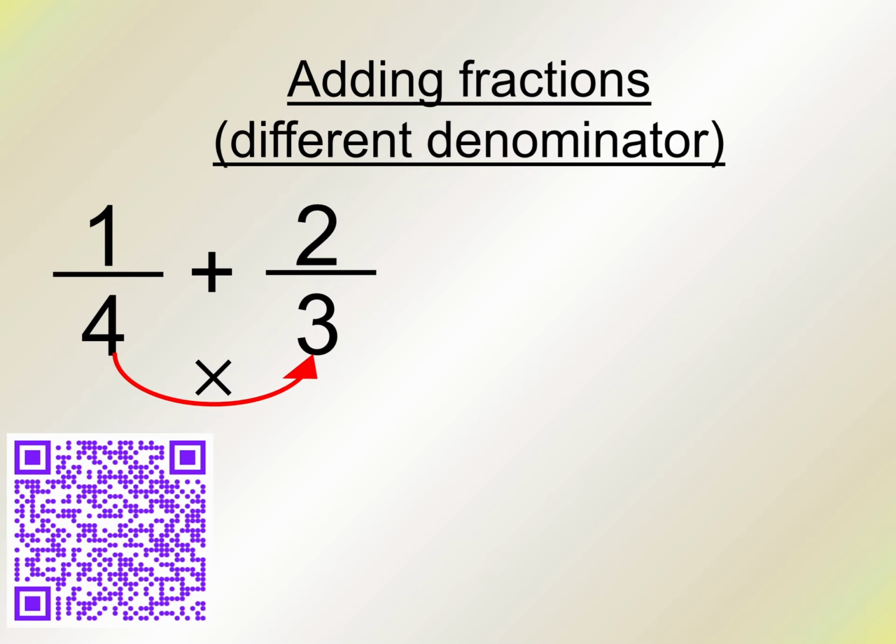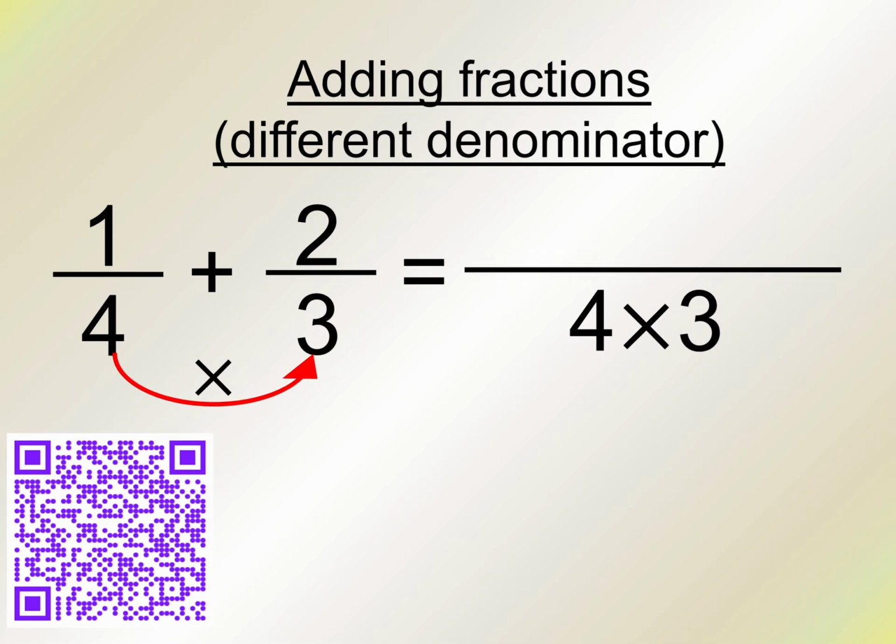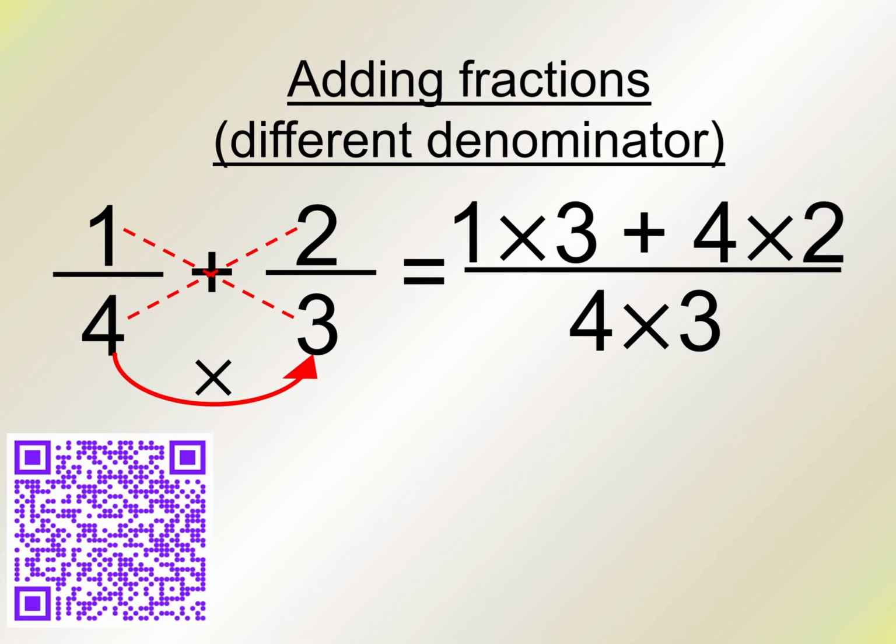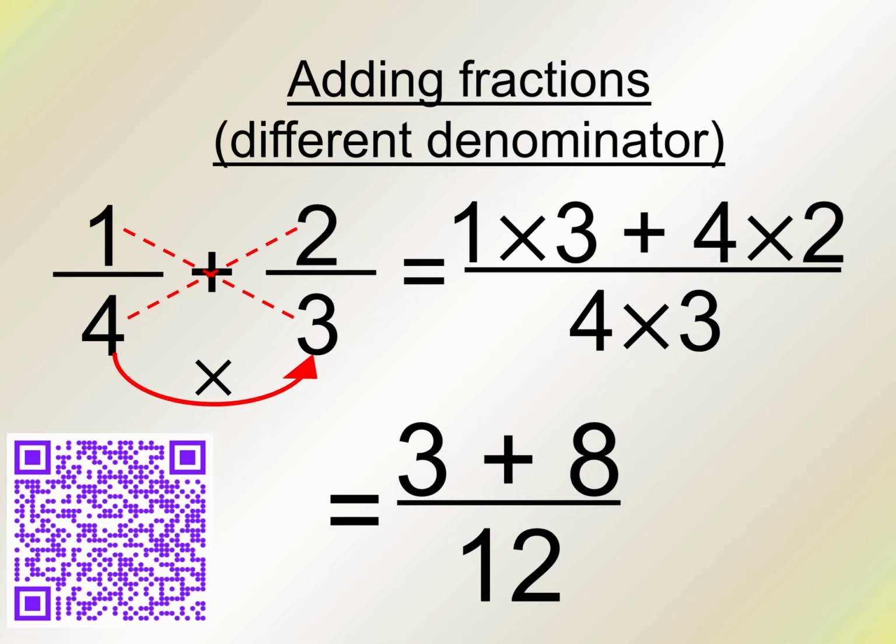In order to find the new numerators, we then cross multiply. So 1 times 3 and 4 times 2. Okay, so now we can work it out. 1 times 3 is 3, 4 times 2 is 8, 4 times 3 is 12. We can now add the numerators. 3 add 8 gets you 11. So our final fraction is 11 over 12.